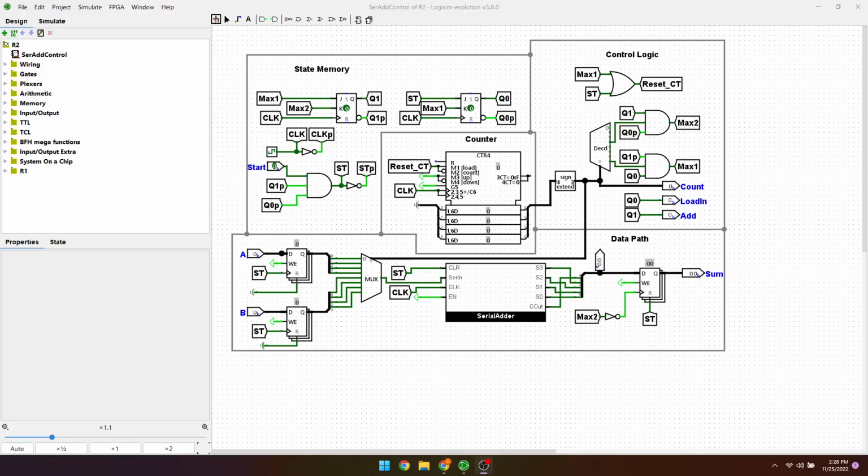Hello and welcome to my second video on registers. This one is going to be on a serial adder with control circuitry. And on your screen here is showing the completed circuit.